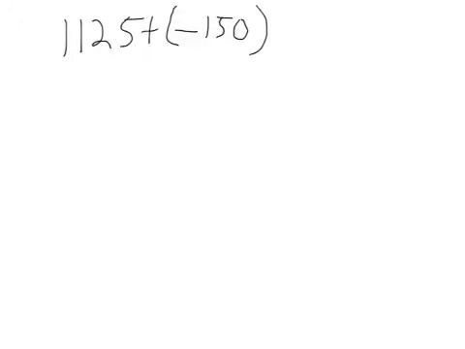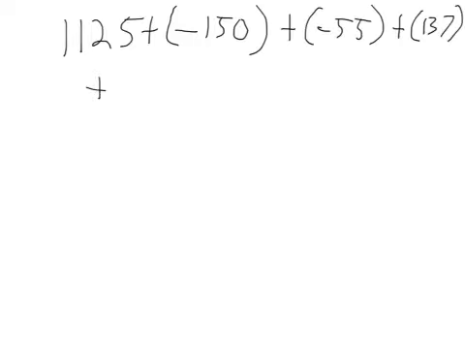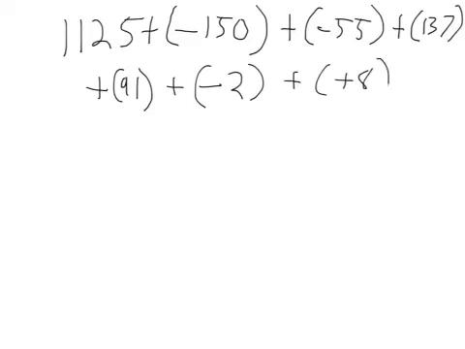And what we're looking for is the sum of all of these values. So I'm going to add a decrease of 150. I'm going to add a decrease of 55 from February. I'm going to add an increase of $137 in March. I'm going to add an increase of $91 in April. I'm going to add a decrease of $2 and add an increase of $8.